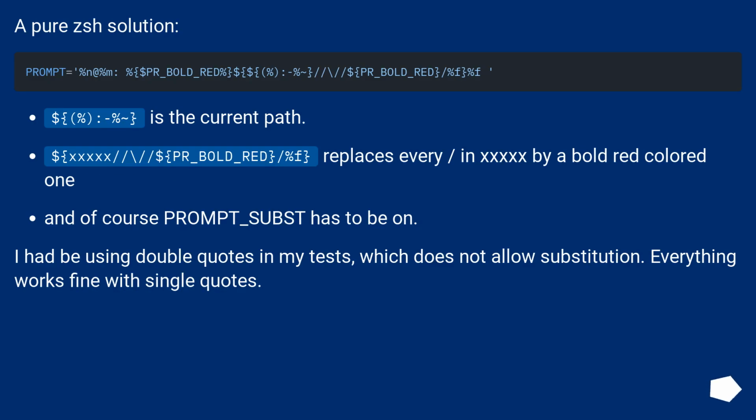A pure ZSH solution. %~ is the current path. The substitution replaces every / in the path by a bold red colored /. And of course PROMPT_SUBST has to be on. I had been using double quotes in my tests, which does not allow substitution. Everything works fine with single quotes.